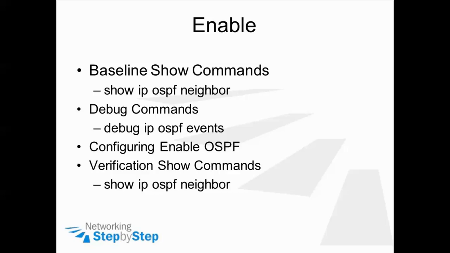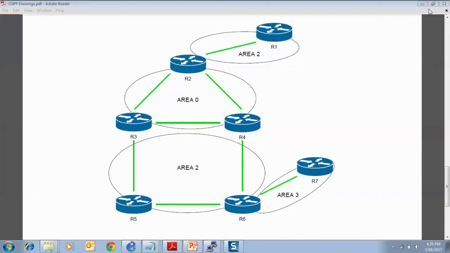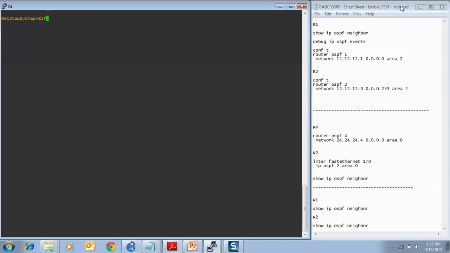Let's look at the network topology. I will enable OSPF on router 1, router 2, and router 4. The first step is to enable the OSPF process, which we did in a previous video cheat sheet. The second step is to configure OSPF areas.